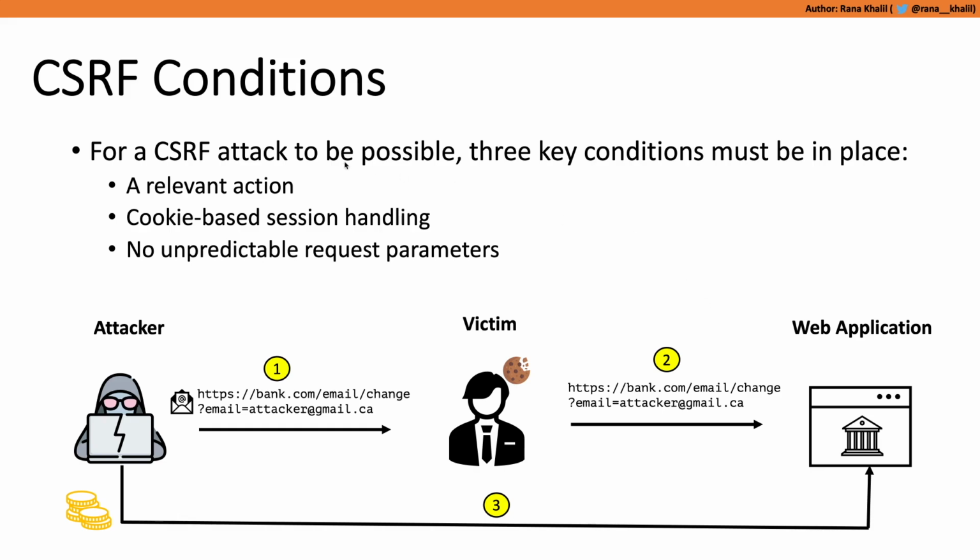The first one being a relevant action. The way we define a relevant action is an action that, if it were to be exploitable, would cause a detrimental effect to the victim user. So in this scenario over here, the action is the email change functionality. And we saw that if an attacker is able to exploit this vulnerable functionality and change the email address to one that the attacker owns, then the attacker can use it in order to fully compromise the victim's account.